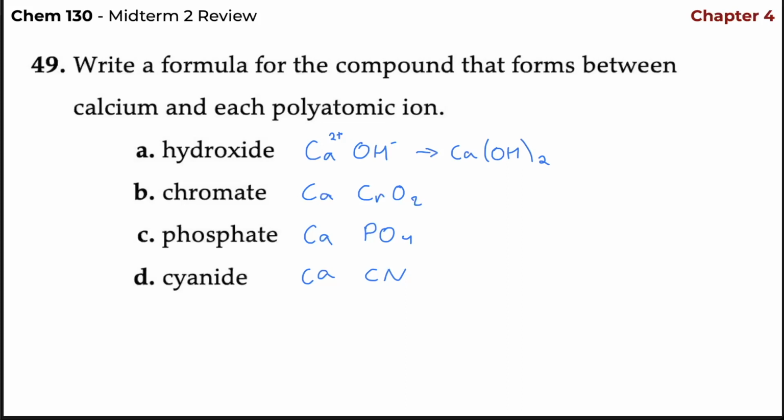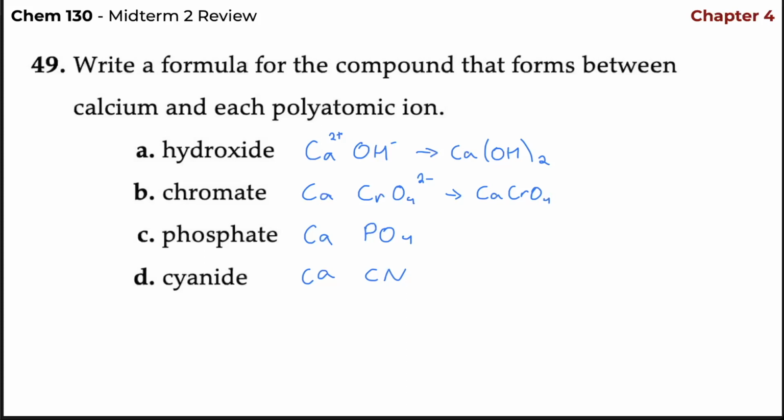Now, CrO4 chromate has a charge of -2, which means that this is already balanced as is, which means that this becomes CaCrO4. Yeah, I knew something was off.